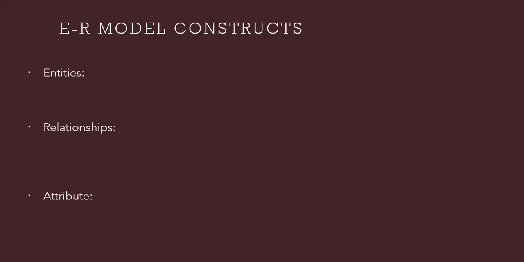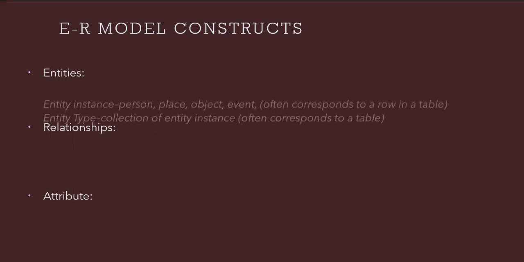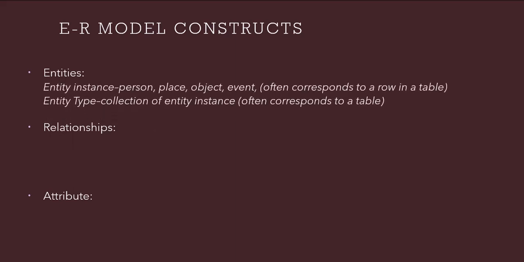We have three basics of the ER model. First is the entity, second is the relationship, and third is the attribute. So now what is the entity? Two conceptual terms are normally used for entities. First is the entity instance and then entity type.